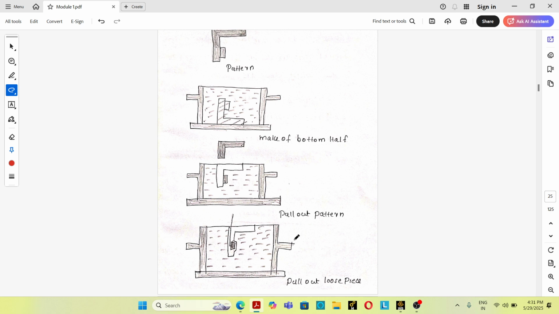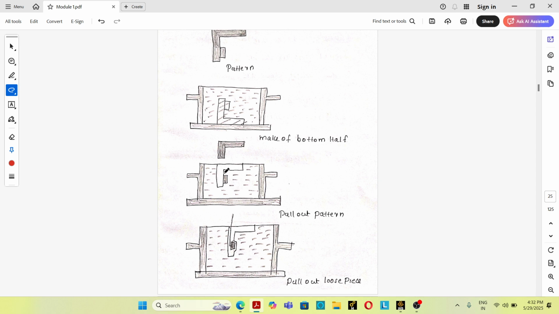See, loose piece patterns are commonly used to produce an undercut or a small projection a certain distance below the parting surface, which is used to produce an undercut or a projection a certain distance below the parting surface. That's very important. See, here you can see that this is the sand casting mold. Here we require a certain projection, and the loose piece pattern is used for producing this projection.